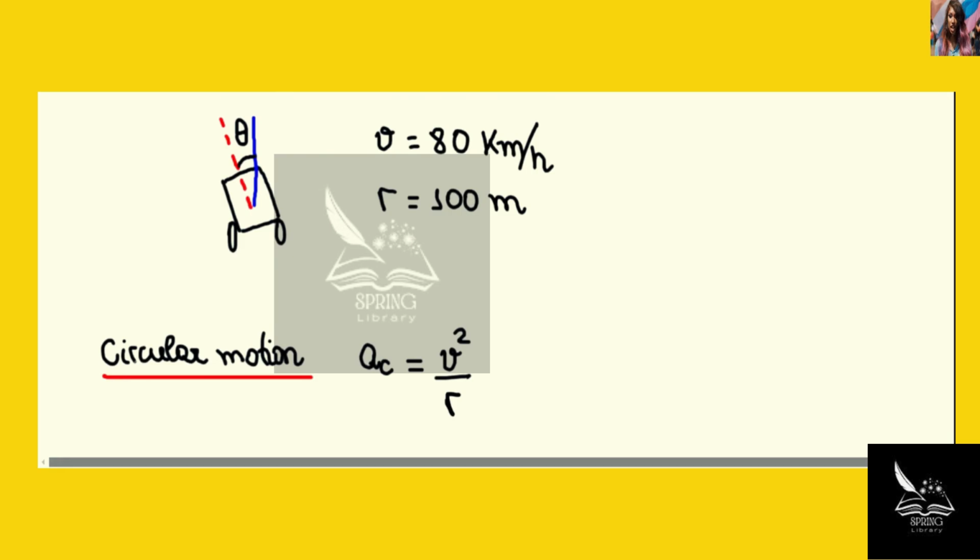We have a car that makes a curve with a radius of 100 meters at a speed of 80 kilometers per hour. Our goal is to find the tilt angle theta, as shown here in the figure, that the car can make with the vertical, so that the only force that acts on a driver sitting on his seat is the normal force.